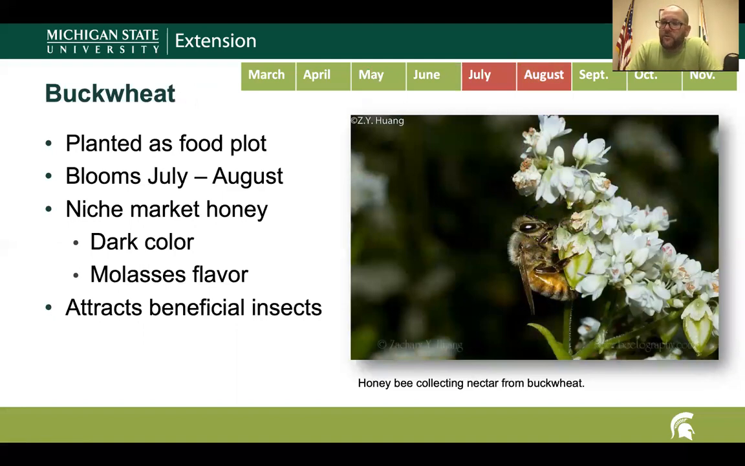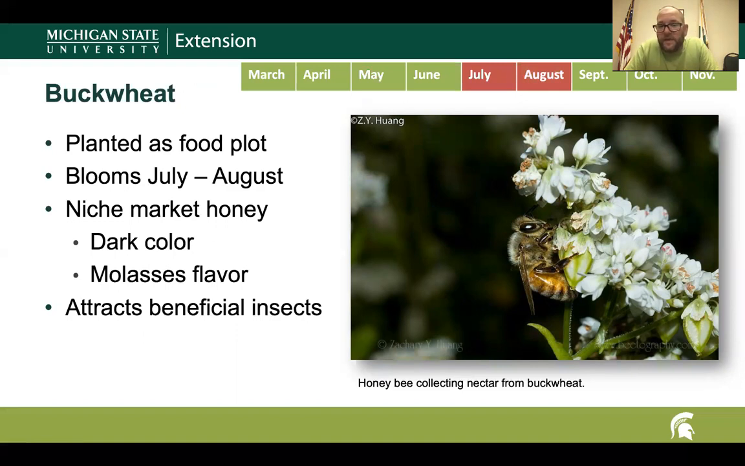Buckwheat is a really great plant to have in your landscape, particularly for the late season. Buckwheat usually comes into bloom in late July, early August through mid-August. It's nice because a lot of folks will plant it as a food plot for wildlife during the winter, so you get kind of a twofer there. You support your honeybees on the front end, and then on the back end during the winter you're supporting wildlife, so deer, turkeys, things like that.